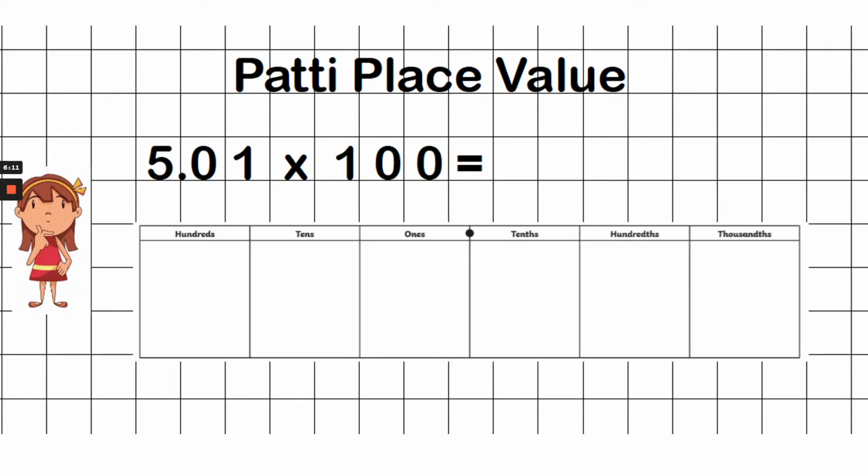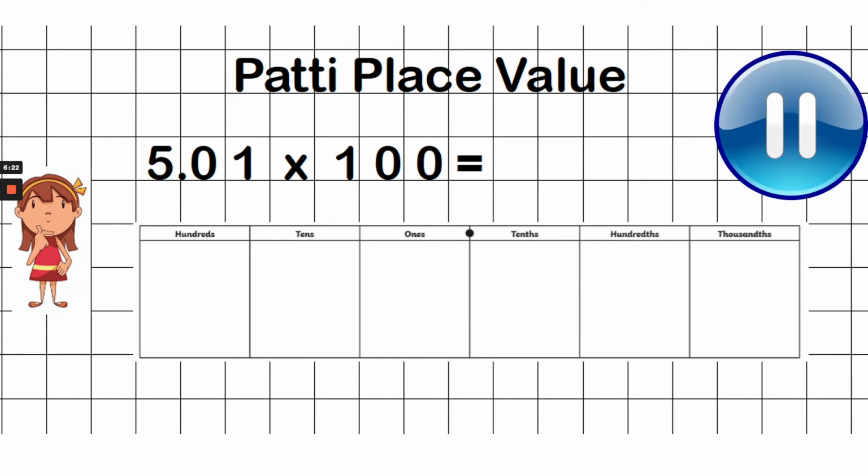All right, we're moving on to Patty Place Value. She's multiplying 5.01 by 100. And remember, by estimating, you're already solving it. Pause your video and off you go.